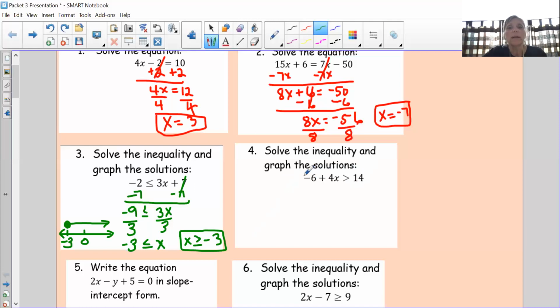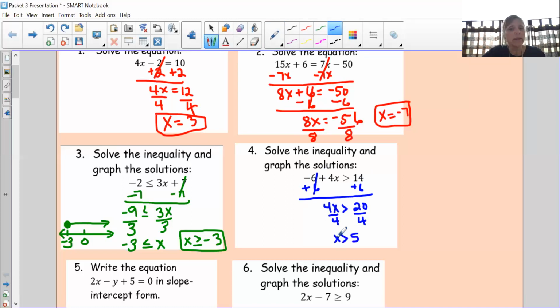So I see the answer and I see -6 is a number. So I'm going to add 6. Hang on, let me change signs just in case they get close. Okay, so I'm going to add 6, the opposite of -6. So the 6's subtract away, and I have 4x greater than 14 plus 6 is 20. Divide by 4. And x is greater than 5.